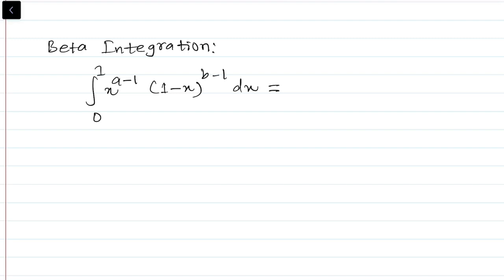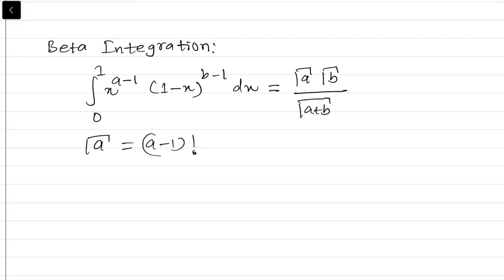If the integration is something like this, then our answer is gamma of a times gamma of b divided by gamma of a plus b, and gamma of a is (a minus 1) factorial. Okay, so let's do one example. Suppose the function is x cubed times (1 minus x) to the power 15 dx, and the range is 0 to 1. Now we can convert this into the form of beta integration.